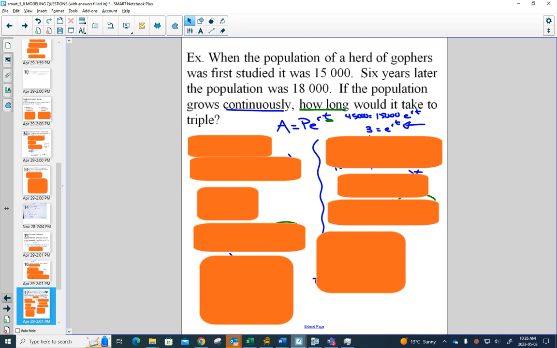And off to the side here, I was like, okay, I'll take 15,000, I'll triple it, but the problem is I don't know t, and I also don't know the rate. So this question's a little bit harder because we first have to find the rate. And we can do that because we're told enough information to plug into the PERT formula, so the only thing we don't know is r. Because we're told that in 6 years it went from 15,000 to 18,000. So we can plug in the 18,000, plug in the 15,000, plug in the 6.